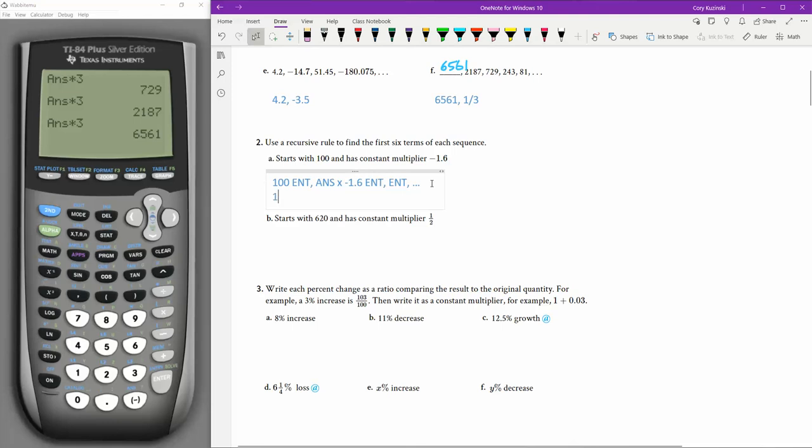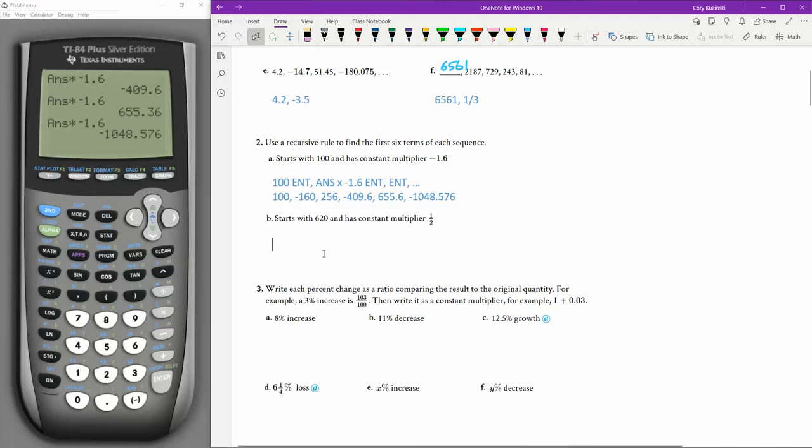We know the first number is 100. Now we just need some more numbers. So 100, enter, times negative 1.6. There's our second term, third term, fourth term, and there's our fifth term and our sixth term. Ooh, ugly. All right, so there's all our terms.